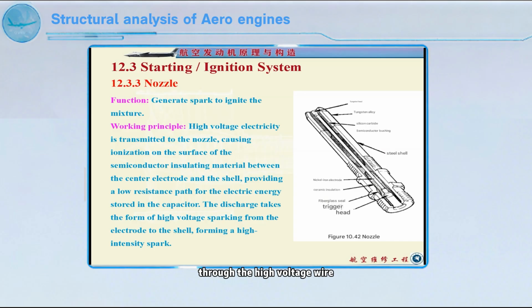When the ignition system is working, the high-voltage electricity of the high-energy igniter is transmitted to the nozzle through the high-voltage wire. The high-voltage electricity on the center electrode causes ionization on the surface of the semiconductor insulating material between the center electrode and the shell, providing a low-resistance path for the electric energy stored in the capacitor. The discharge takes the form of high-voltage sparking from the electrode to the shell, forming a high-intensity spark.